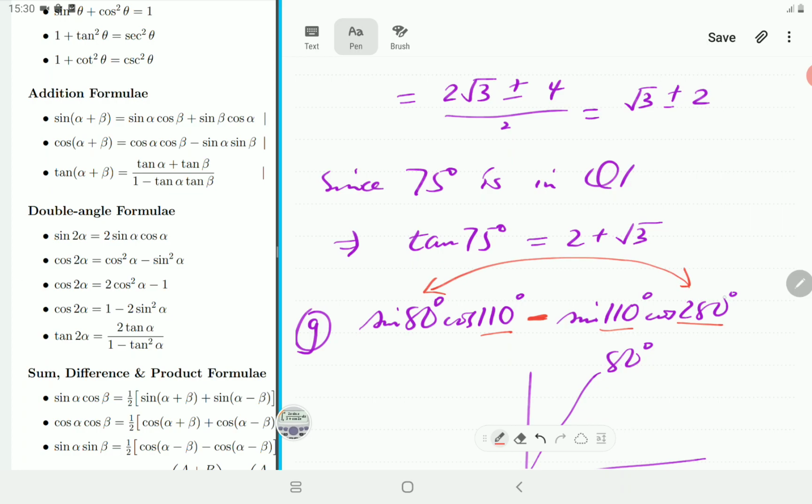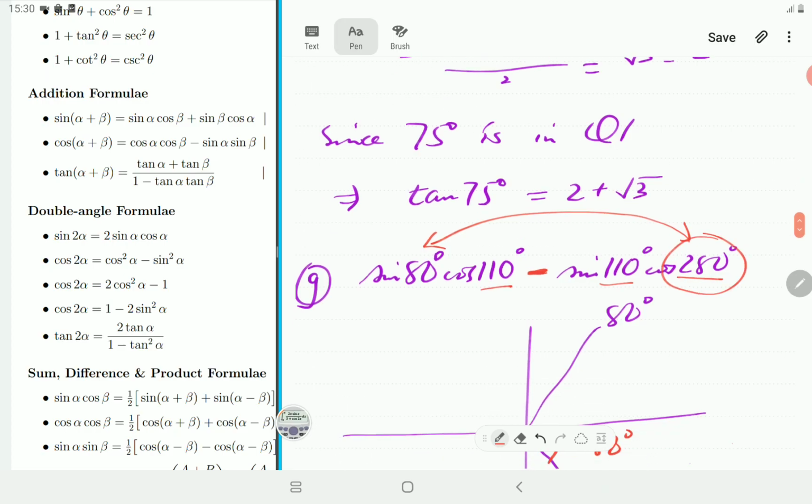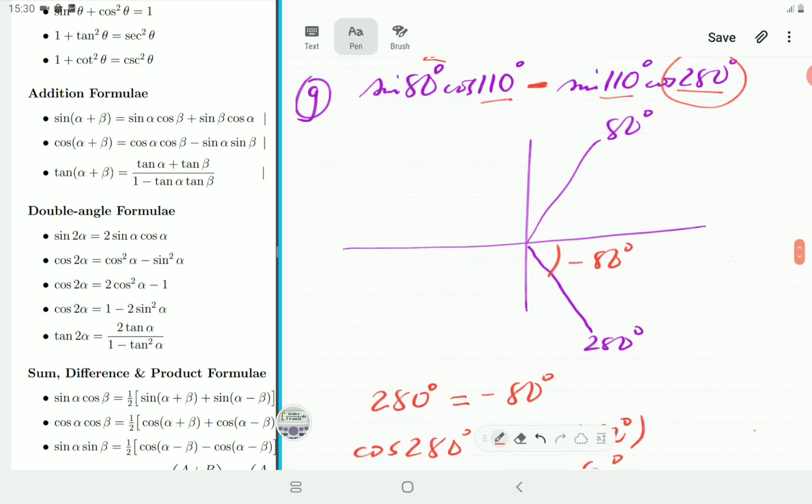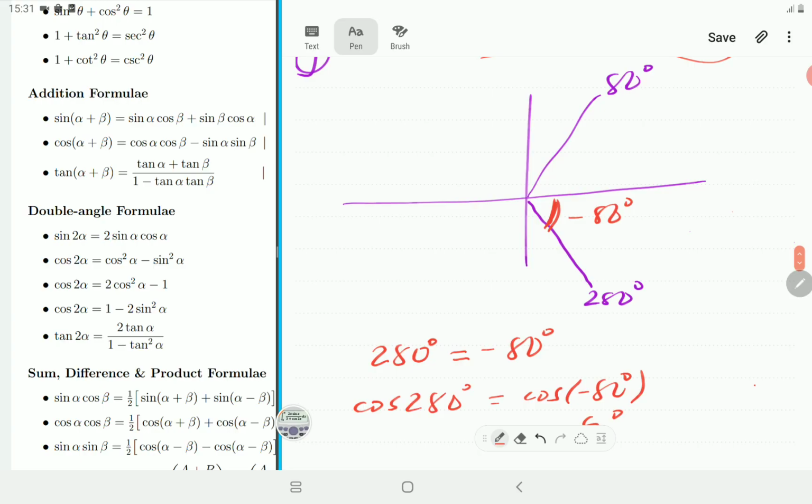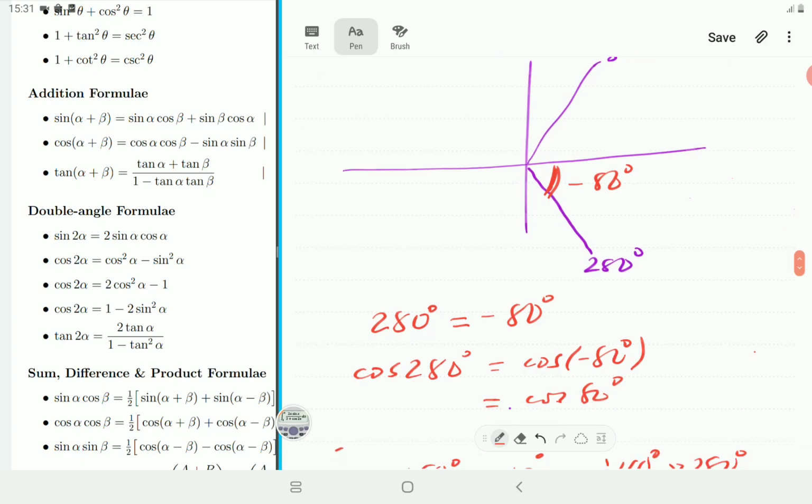So the idea is to write 280 as an angle that is acute. If we make a sketch of this, we see that the reference angle of 280 degrees is 80. So what that means is that we can actually write 280 as negative 80 degrees.